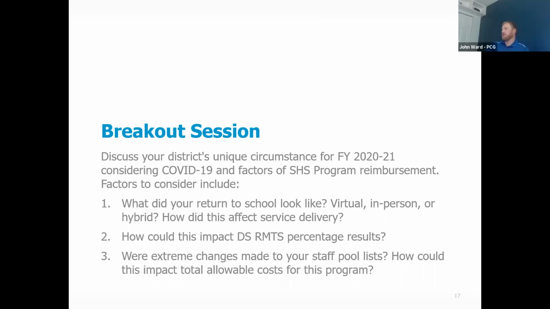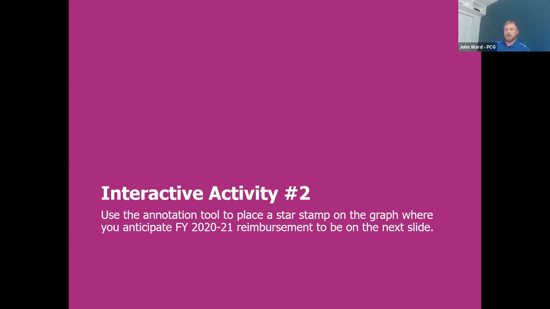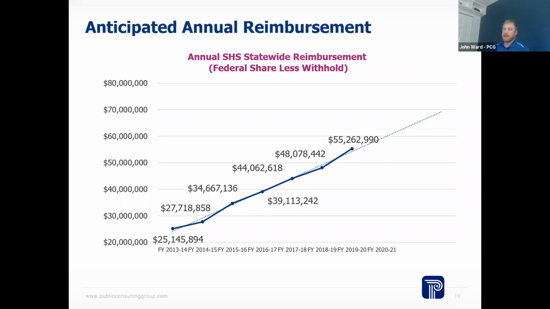Thanks, Tracy. So we're going to do another really brief activity. Similar to that reaction button, you can use the annotate option and then choose a stamp from the drop down, or you can just type your answer in the chat, which may be a bit easier. We want to gauge the room to see where you think the FY21 reimbursement will be.